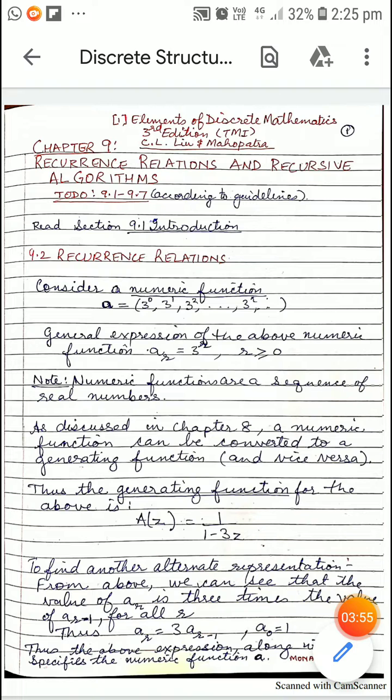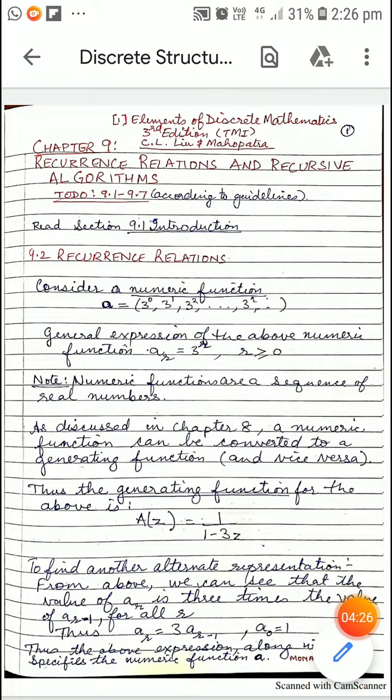And as we have been discussing earlier in discrete mathematics, sometimes you just try to represent a particular problem in a different way, so that it is easier to solve. In the same way, when we are talking about recurrence relations, there may be certain numeric functions which are a recurrence series, like a Fibonacci series, or a factorial of a number.